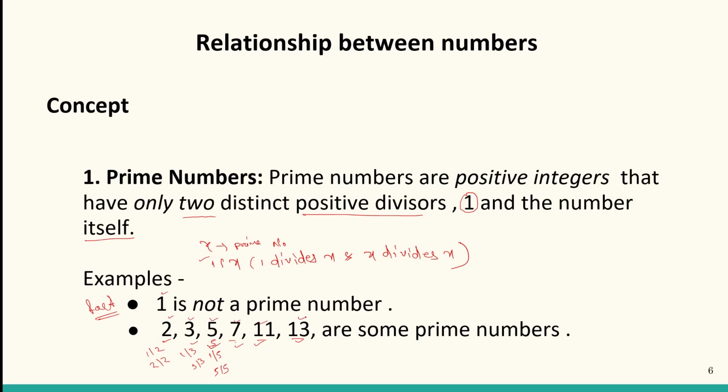There are other prime numbers after this: 17, 19, 23, 29, 31. These kinds of numbers go on infinitely. The prime number series is actually infinite and you can always find a larger prime number. So let's go forward.